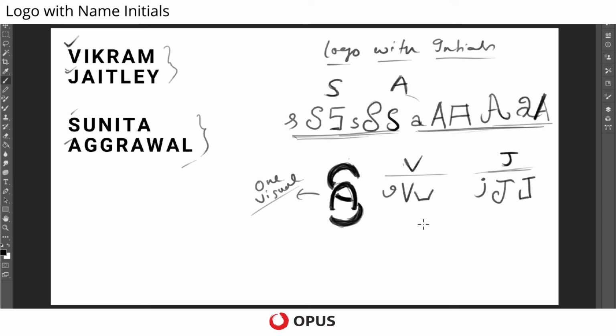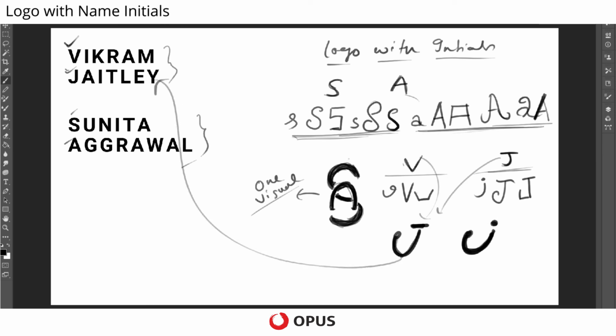So suppose I write something of this sort, just a singular stroke, and here I write like this. You see this portion is the V in itself, and this portion is the J. So this is a combination of these two letters. Again, if I create another one, this time in this way, this can become another form. You see this is a visual in itself, but it is a combination of two letters. Thus it can become a logo for this name, and this can become a logo for this name.